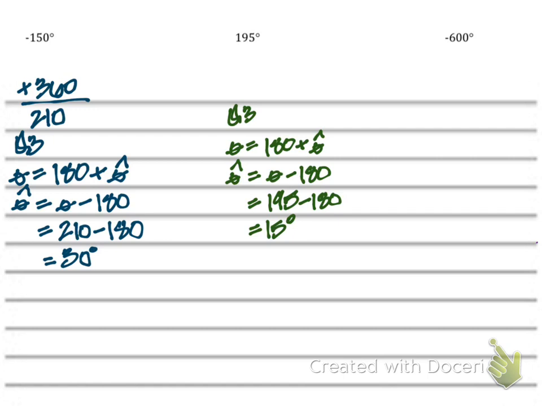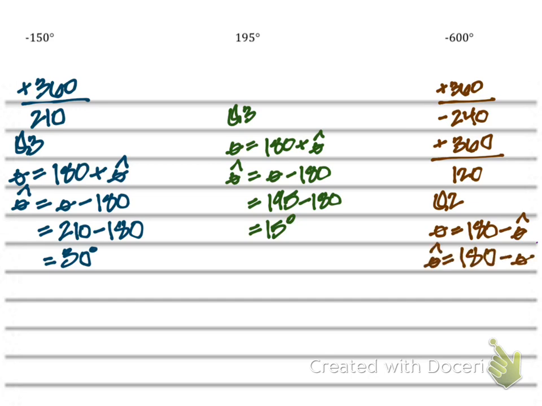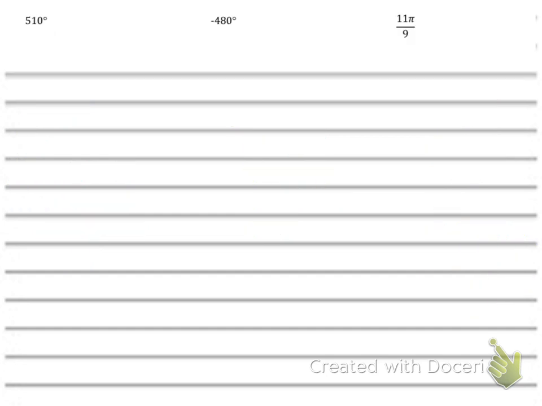For the negative 600, we want to find the coterminal. So we're going to add 360. We're still negative. We're going to do it again. Now we're at 120, which is in quadrant 2. There's our formula. Rearrange it, and we get 60. But think about it, that 120 is 60 degrees away from 180. 510, now we're going to go a little faster here and not use the formulas. So 510, it's more than 360, so we're going to take out a rotation. I get 150.